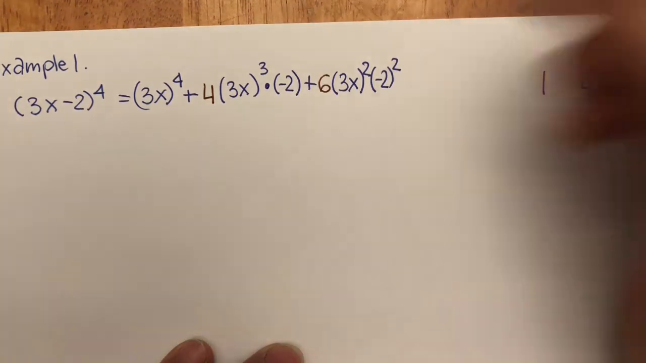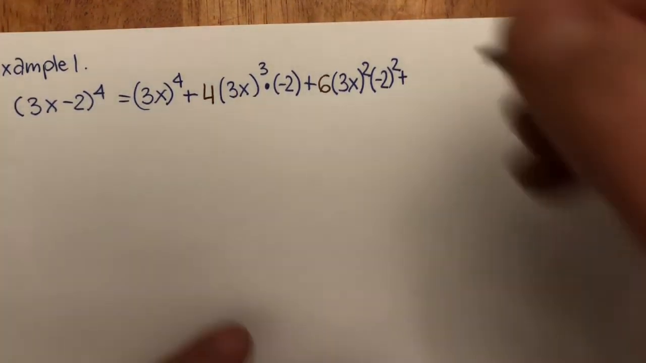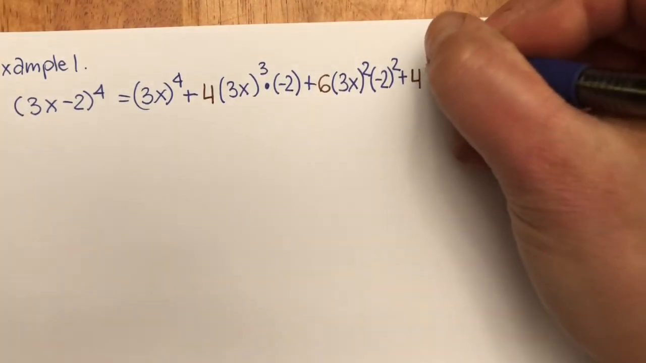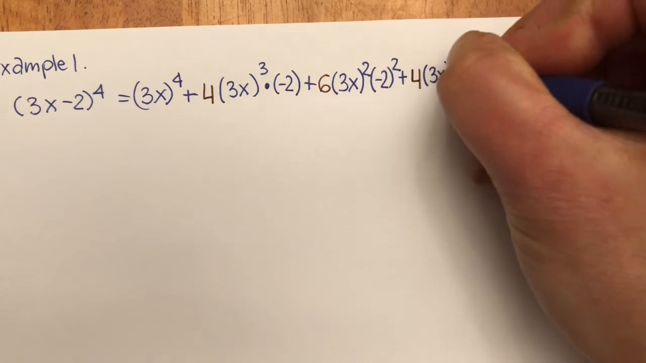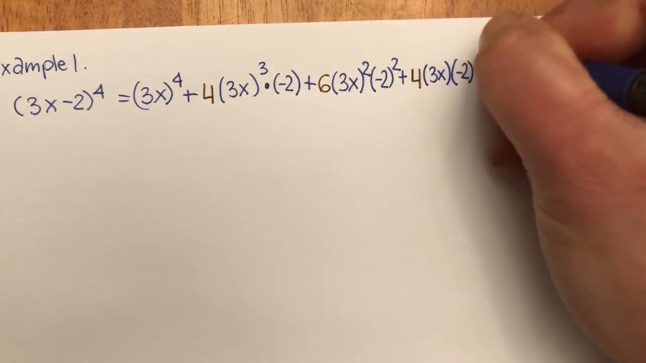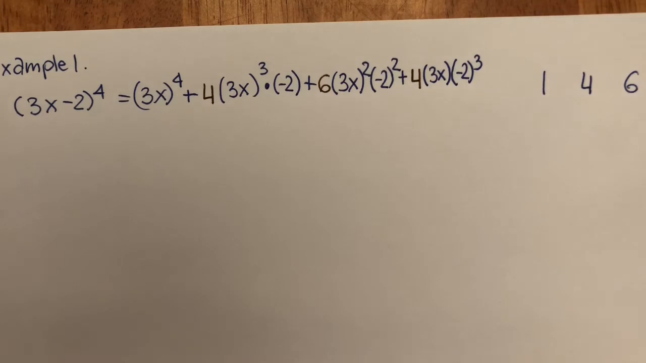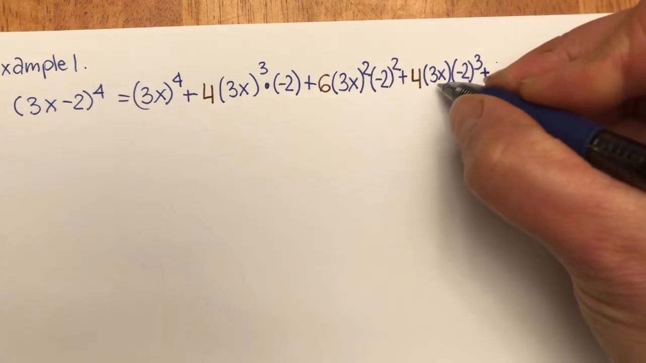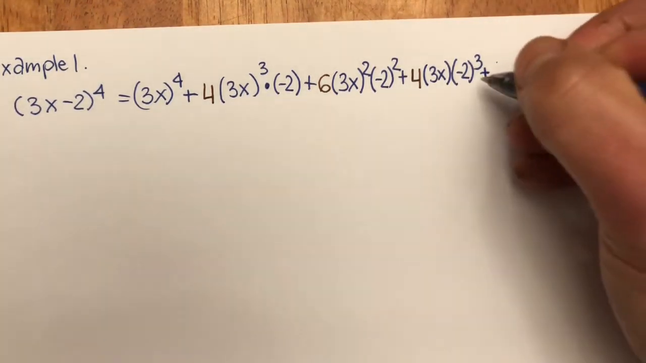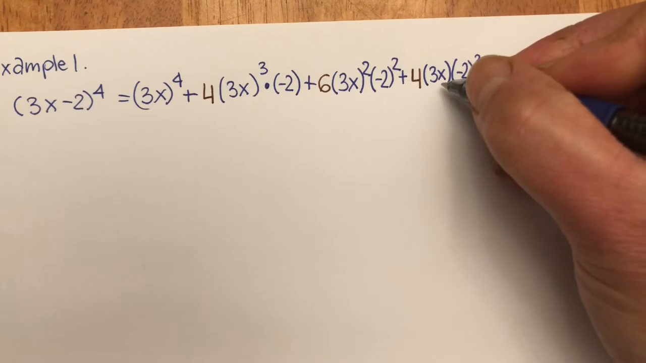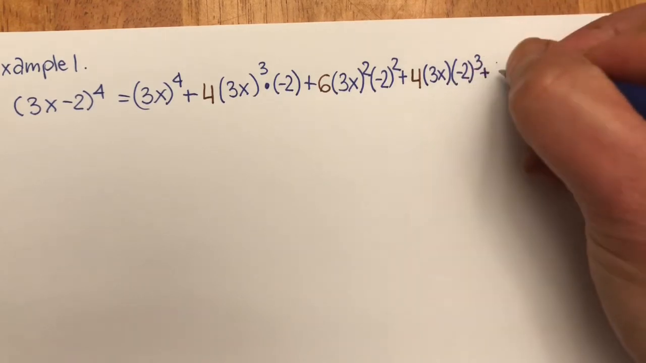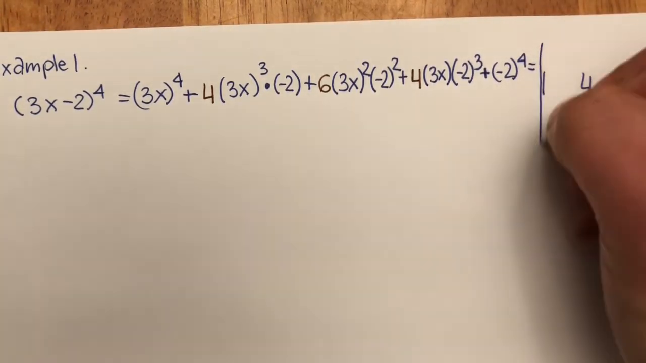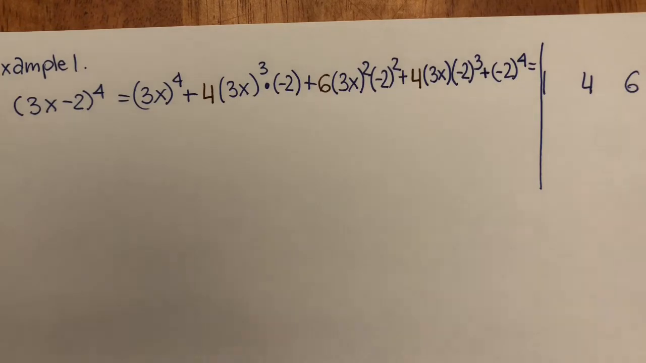Next, I am going to have plus, again from the Pascal's triangle, I see that the coefficient is 4. And then I am going to have 3x to the power of 1 times negative 2 to the power of 3. And the last term that I am going to fit right in here, I am going to have 1. That's from the Pascal's triangle. 3x is going to be raised to the power of 0, which is gone. And then negative 2 is going to be raised to the power of 4. All right, now I got it all. I just have to clean it up.